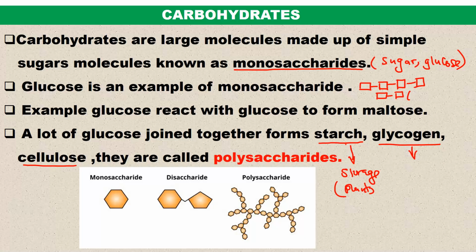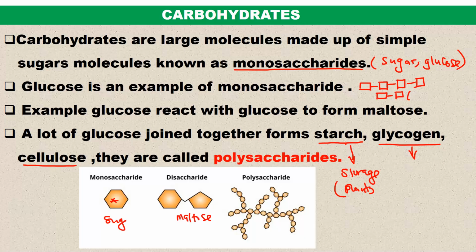So this diagram that you are able to see here just demonstrates this. So this is a monosaccharide, one monosaccharide joining together forming a disaccharide. And the example of a disaccharide we said is maltose, not maltase. Remember, maltase is an enzyme. So not maltase, but maltose. So very important that you understand this.